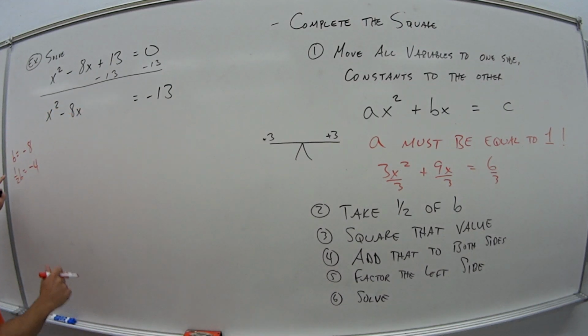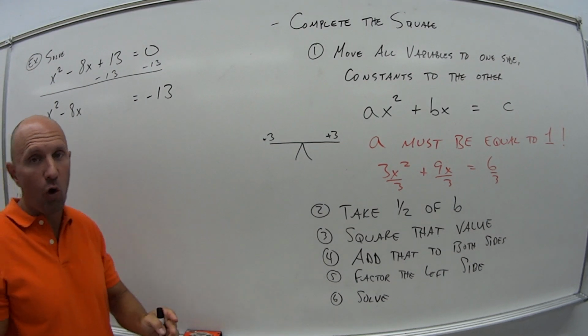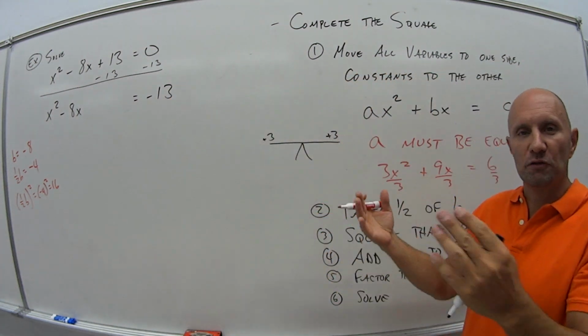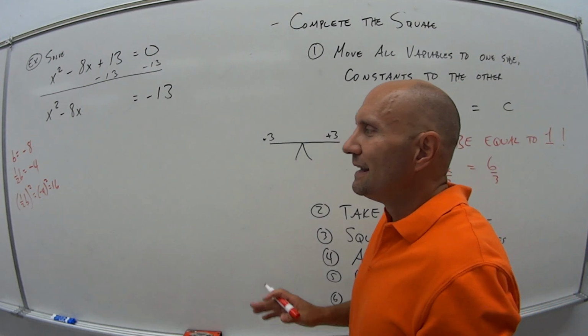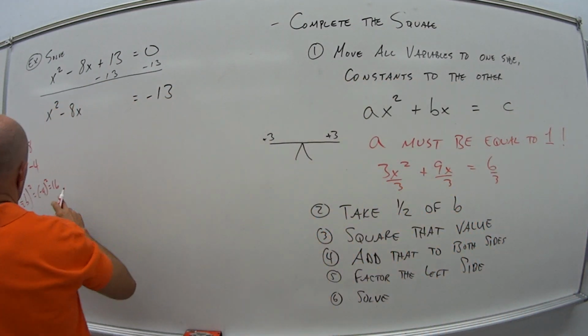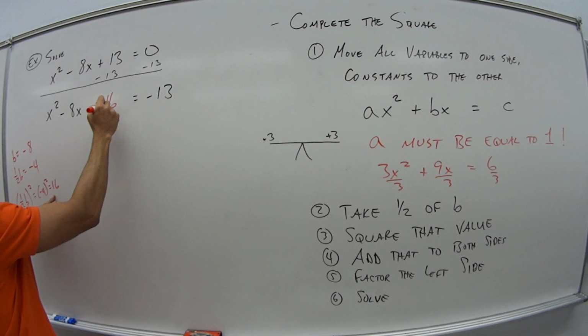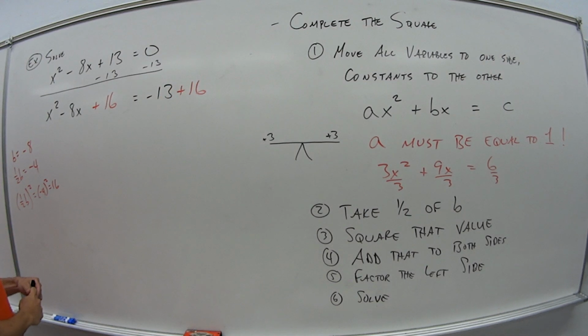Step 3, square that value. So 1/2 of b squared is negative 4 squared, which is 16. And that's always going to give you a positive value, right? Because we're squaring it. So whether that value is positive or negative, as soon as we square it, it becomes positive. So that was step 3. Now step 4, we add it to both sides. So I add 16 here, and I add 16 there.